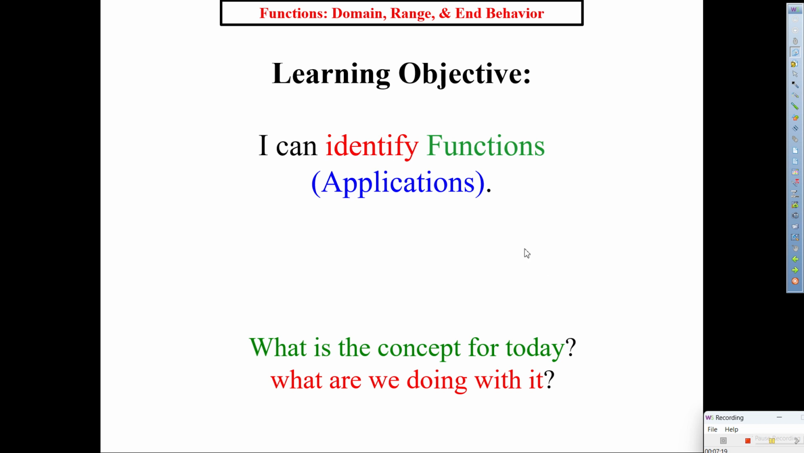Here we go. I can identify functions and applications. Today you don't need a big box or the Frayer model. You already have it for functions. I'll copy the objective at the bottom left.